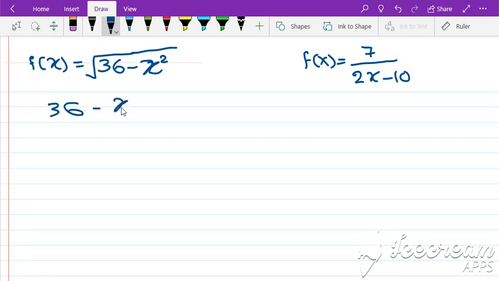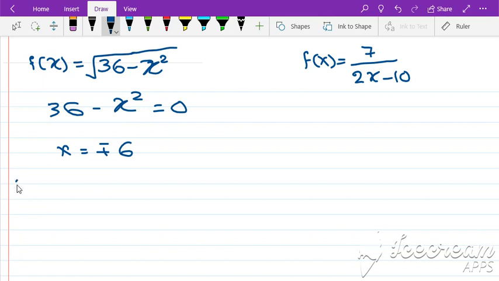36 minus x squared equal to 0. Okay. To solve this, it's clear that when we put 6 in place of x, 6 squared is equal to 36. 36 minus 36 is equal to 0. So the value of x is equal to positive or negative 6. Okay? The domain for this function could be any number less than 6 and more than negative 6.